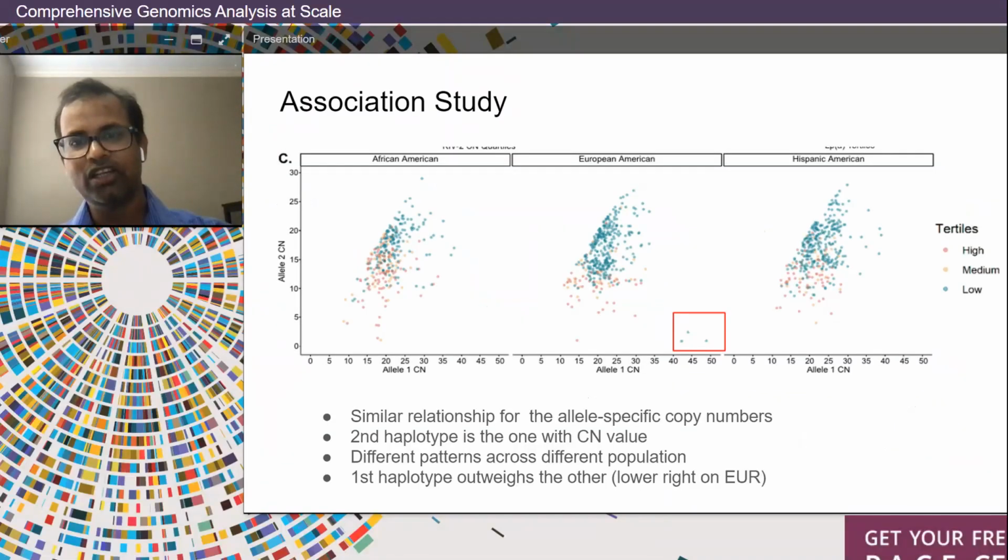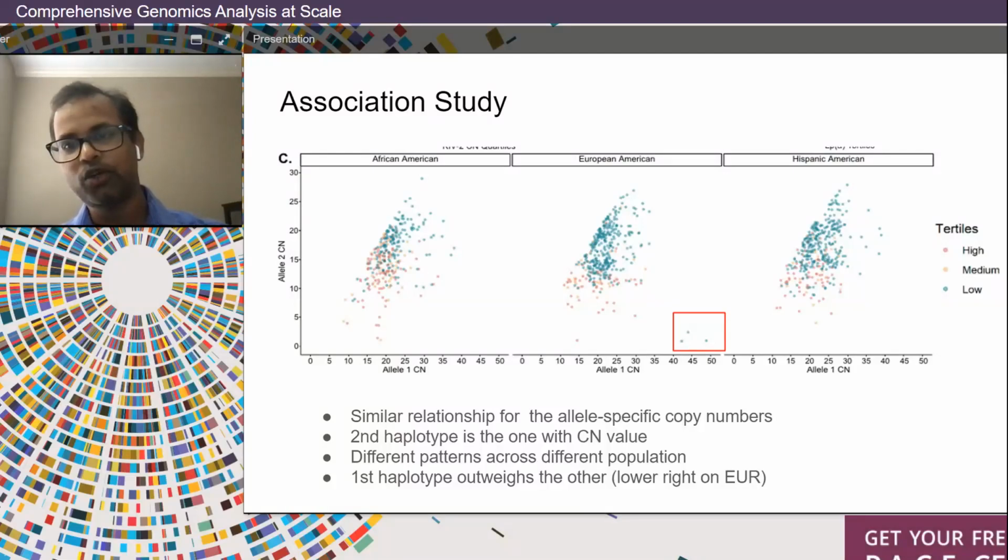The next thing we did was also an association against the two allele-specific copy numbers. As I mentioned earlier, DRAGEN was able to report 50% of the samples with these allele-specific copy numbers. And this figure is quite busy, but all these dots represent low, medium, or high lipoprotein concentration, and the y-axis is allele 2 copy number, and the x-axis is allele 1 copy number. Allele 1 copy number is always taken as the highest among allele 1 and allele 2. And you could see this allele 1 copy number always outweighs the other.